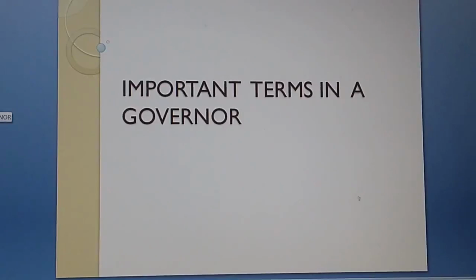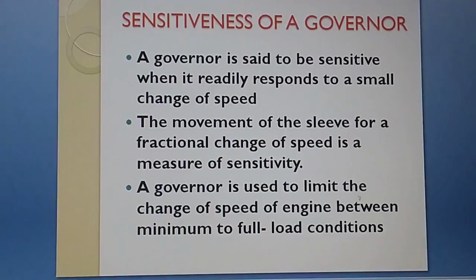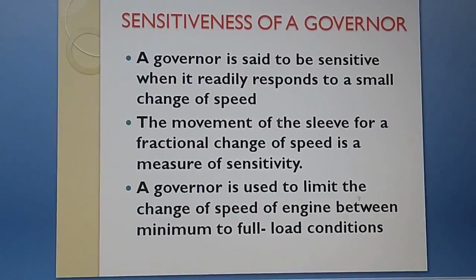So the first term is the sensitiveness of a governor. Let us discuss in detail. A governor is said to be sensitive when it readily responds to a small change in speed. That means when there is a small change in the speed and the governor will respond quickly, then we can say that the governor is sensitive. Then how does it indicate its sensitiveness? It is by the movement of the sleeve.